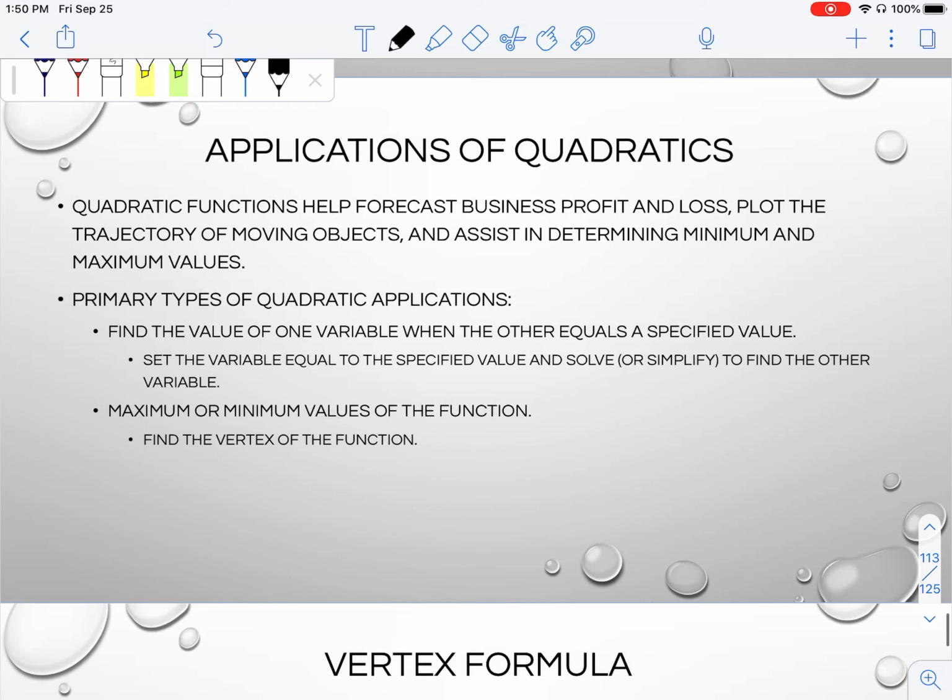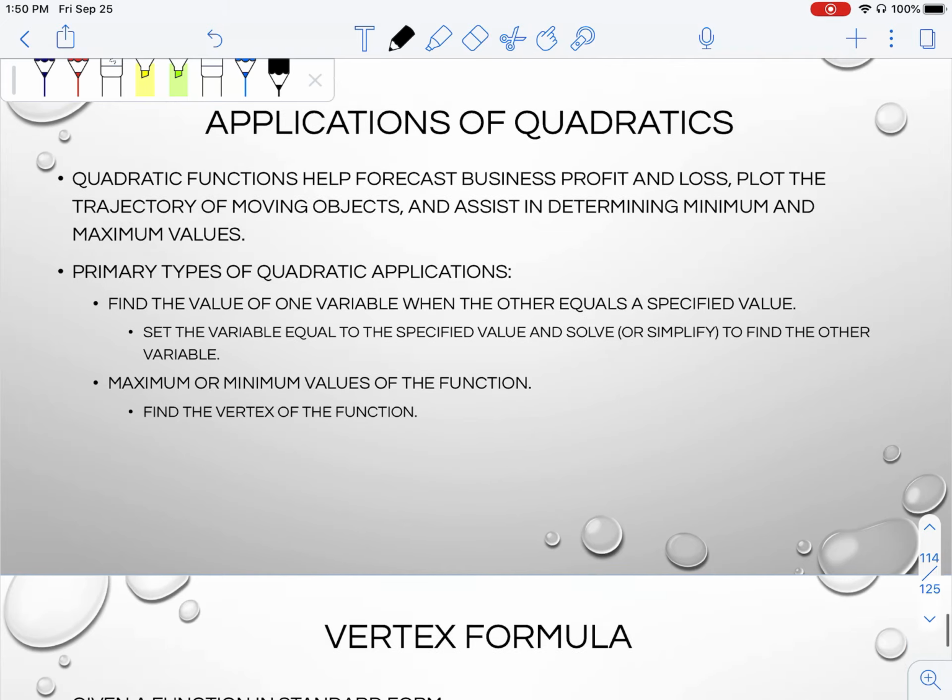Quadratic functions help forecast business profit and loss. So we want to figure out what's the maximum profit we can make, or how can I minimize the cost in my business. Some other examples are plotting the trajectory of moving objects, so something flying through the air, or maybe the shape of a pond or a skateboard ramp, or just assist in determining what is the minimum or maximum value of the given situation.